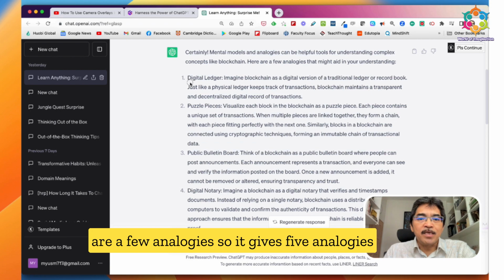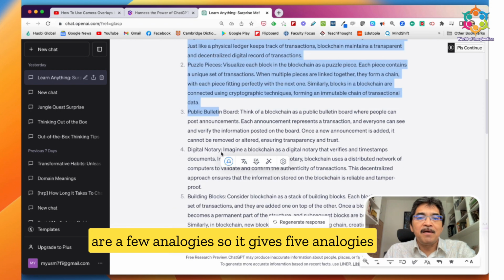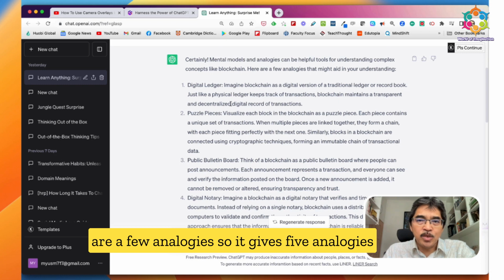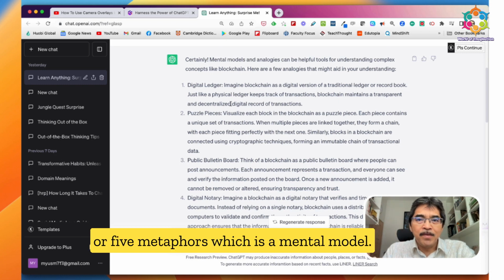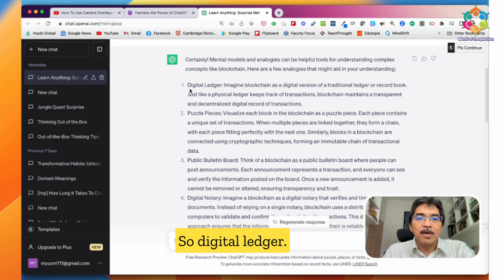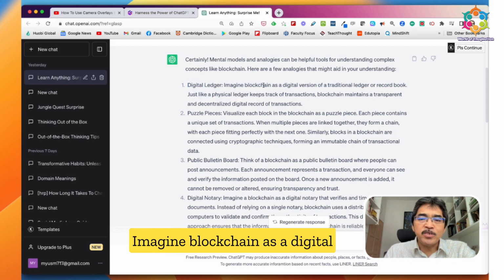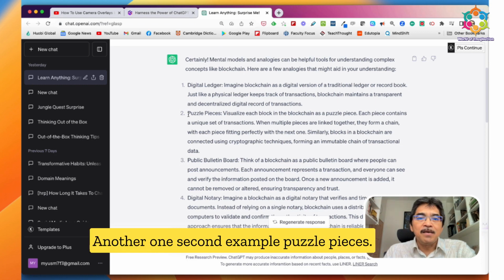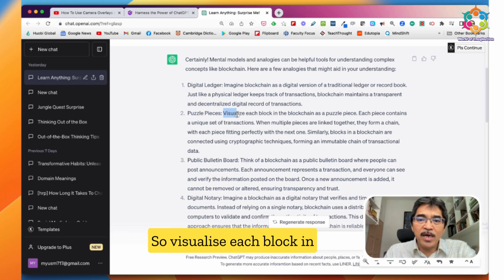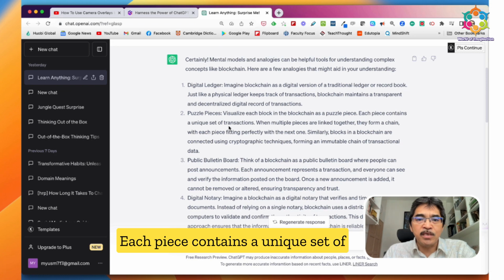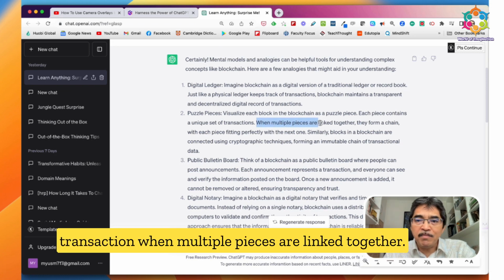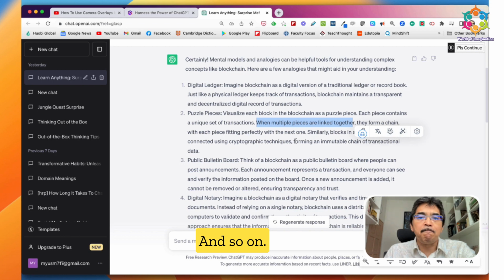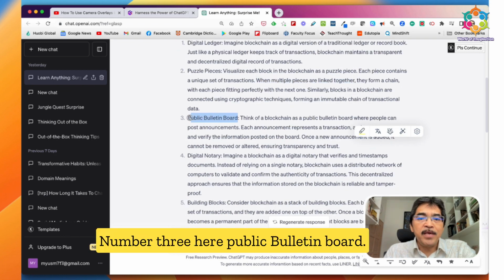So it gives five analogies or five metaphors, which is a mental model. First, digital ledger. Imagine blockchain as a digital version of a traditional ledger. Second example, puzzle pieces. Visualize each block in the blockchain as a puzzle piece. Each piece contains a unique set of transactions, and when multiple pieces are linked together, and so on. Number three here, public bulletin board.